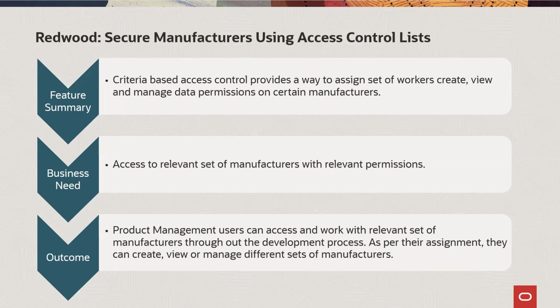For example, component engineers in the US location need access to view and manage their location-specific manufacturers and work with them to complete their development process. To configure such security on the manufacturers, administrators need to create a team, associate the component engineers as team members, and assign manage permissions on manufacturers whose location is in US. These component engineers can then manage US manufacturers. This feature provides product management users the ability to access and work with the relevant set of manufacturers throughout the development process. Let's move on to the demo.